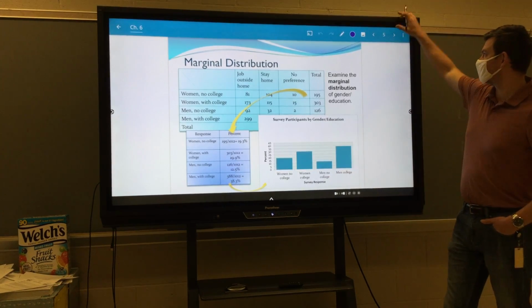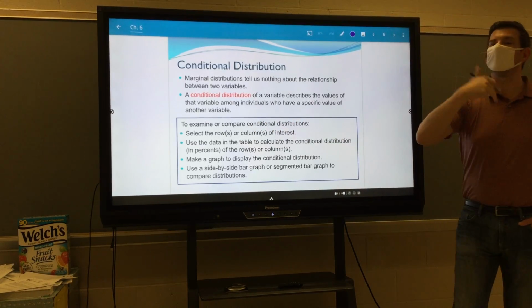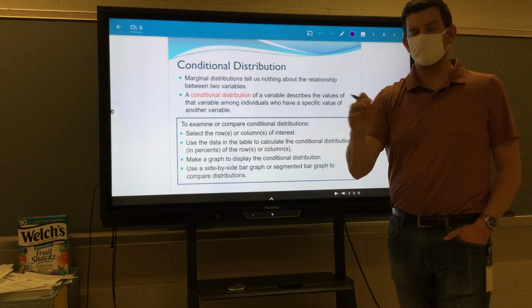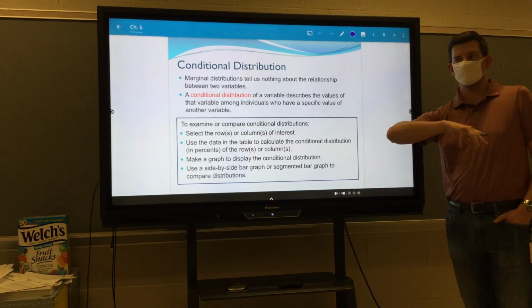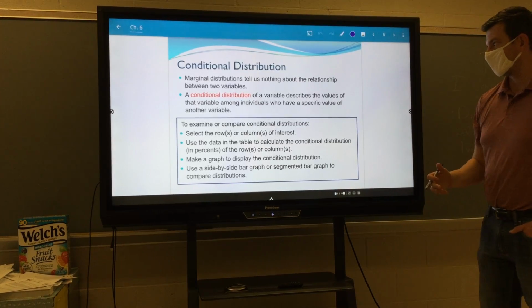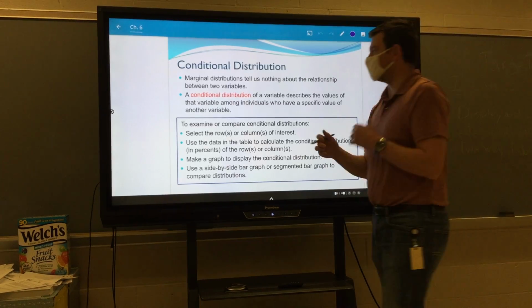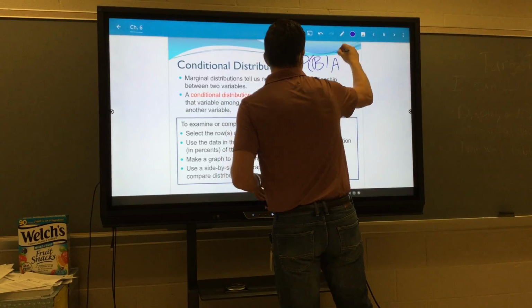Flashing back to what we talked about at the very beginning of the year. Now that was a marginal distribution, where you're using the total for a row or column to compare that to the entire sample. Conditional distributions are connected to what we talked about with conditional probability.